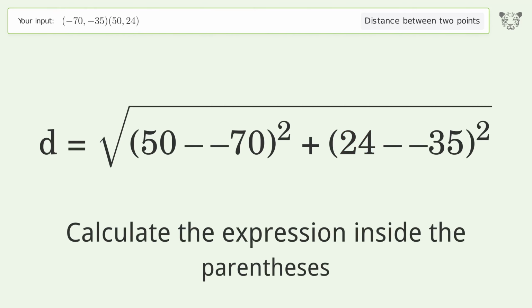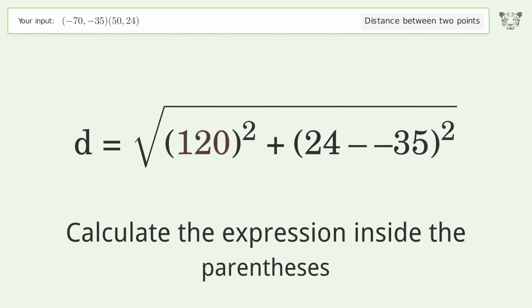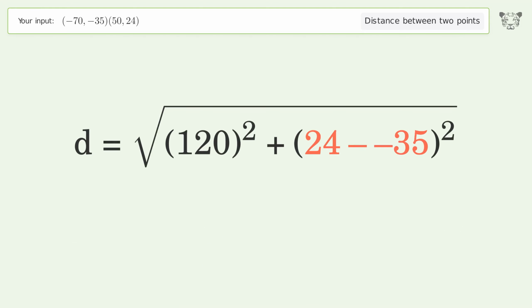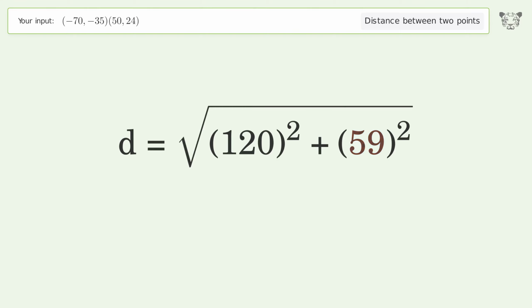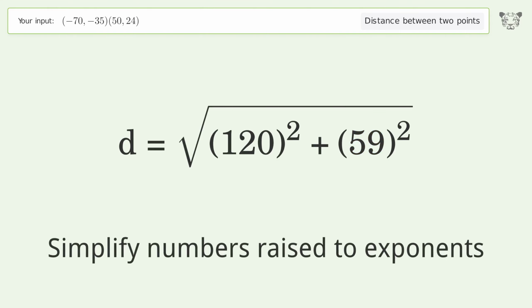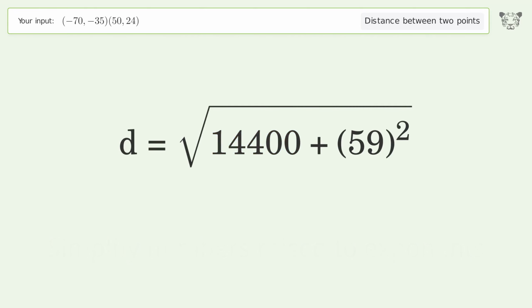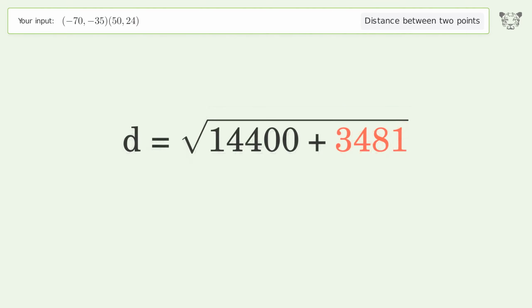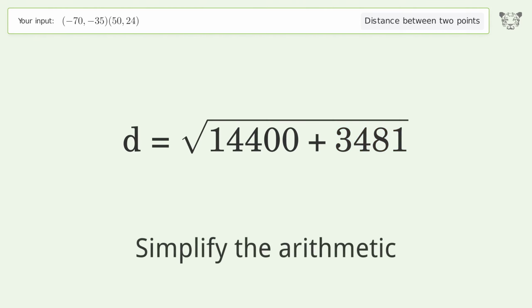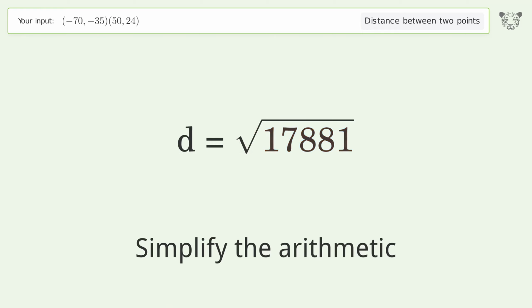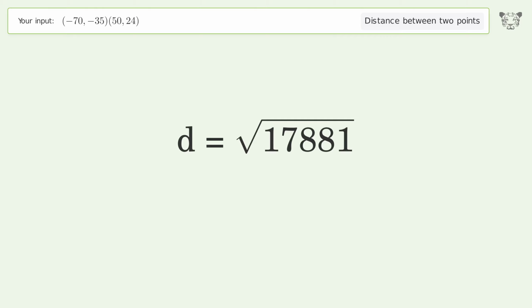Calculate the expression inside the parentheses. Simplify numbers raised to exponents. Simplify the arithmetic. And so the distance between the 2 points is the square root of 17,881, or 133.72.